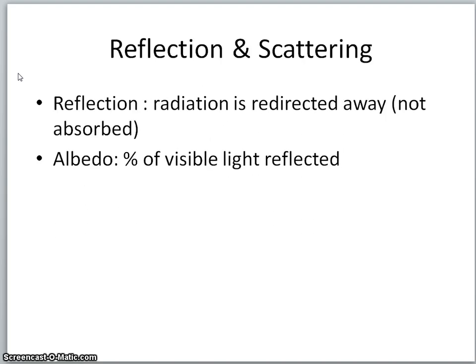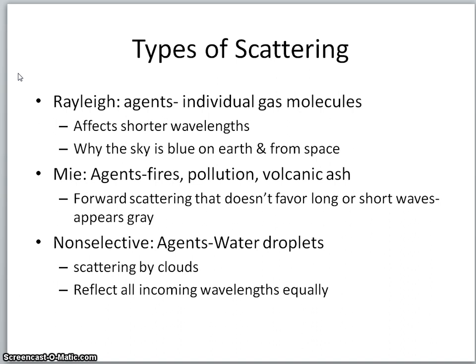It can be reflected, it could be scattered. Reflected is where the radiation is redirected away. Think like a mirror kind of effect. It's not absorbed, it just bounces off of there. Another term for that is albedo, which is just the percent of the visible light that's actually reflected. So it's just another term you might read in the book or online or something like that.